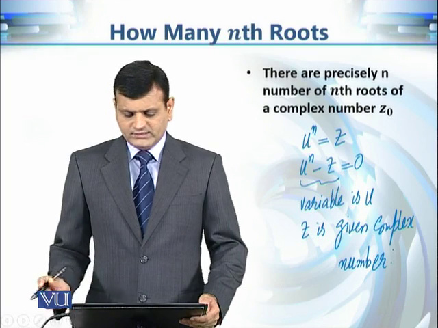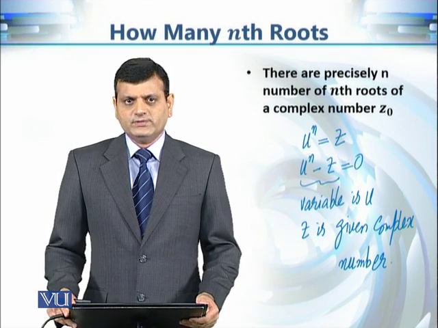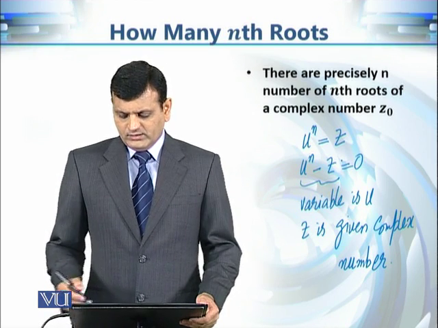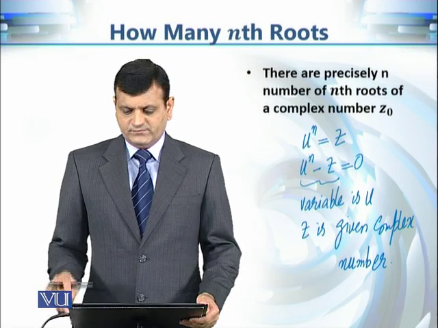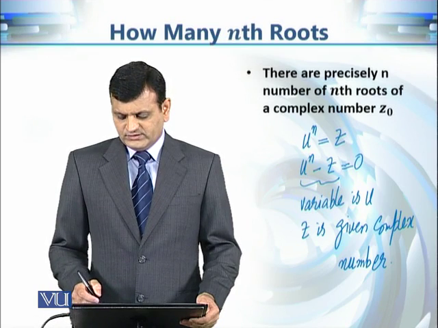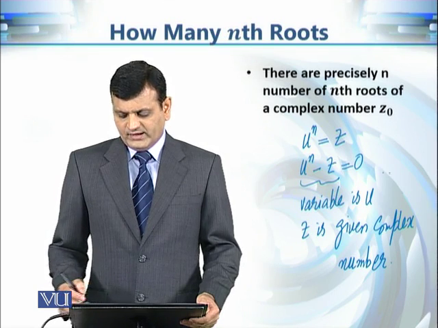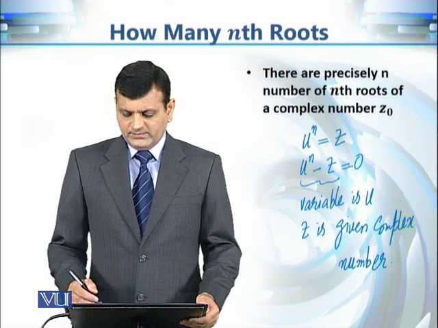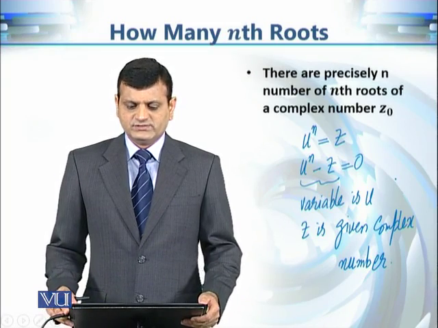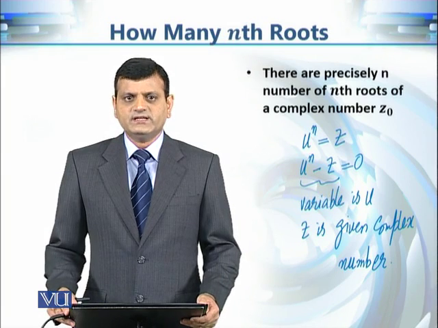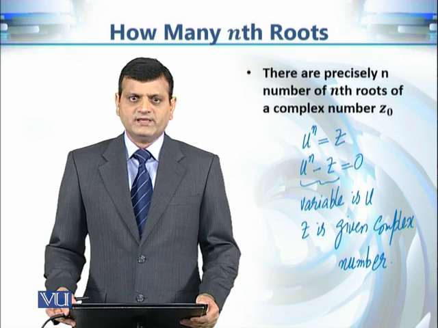And as we know, by the fundamental theorem of algebra, a polynomial of degree n must have exactly n roots. And if we are trying to find the solution of this expression, in other words, we are trying to find the u such that u raised to power n minus z equals 0, then this expression must have n solutions. So we can say that given a complex number z, there are exactly n nth roots of that complex number.